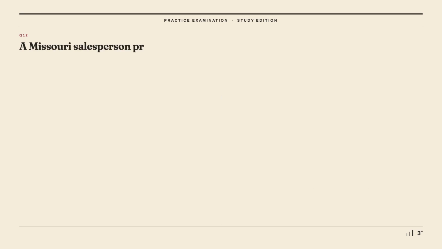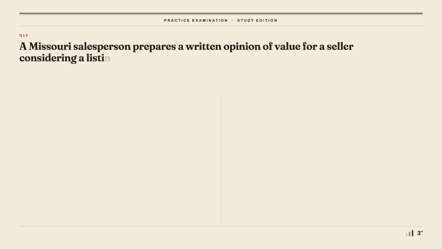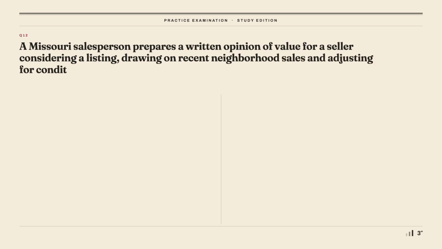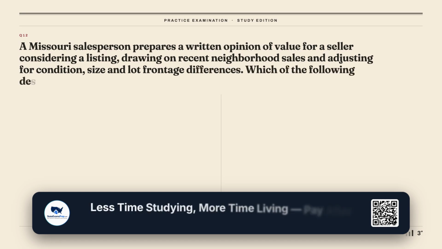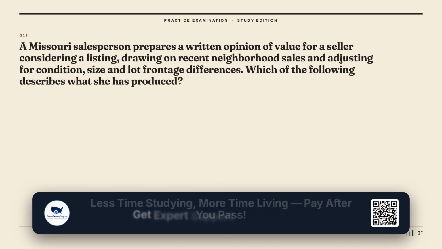Question 12. A Missouri salesperson prepares a written opinion of value for a seller considering a listing, drawing on recent neighborhood sales and adjusting for condition, size and lot frontage differences. Which of the following describes what she has produced?